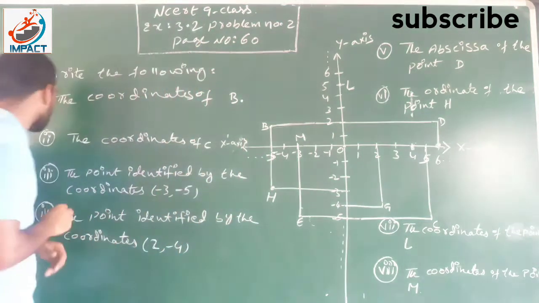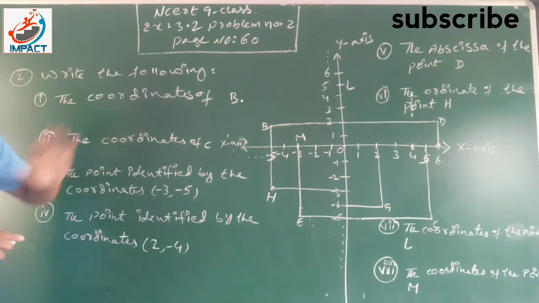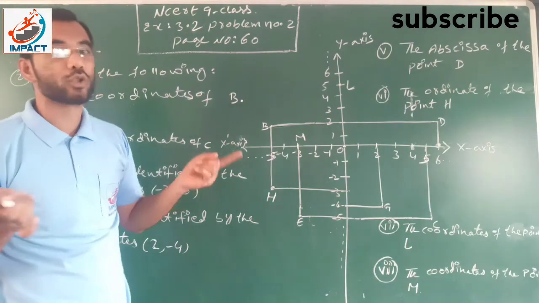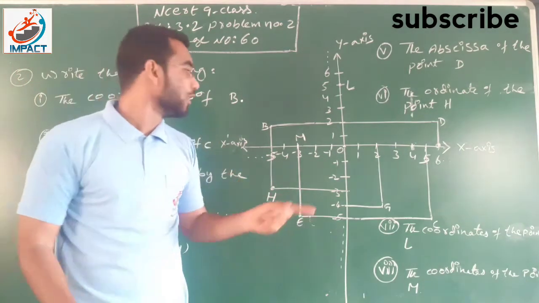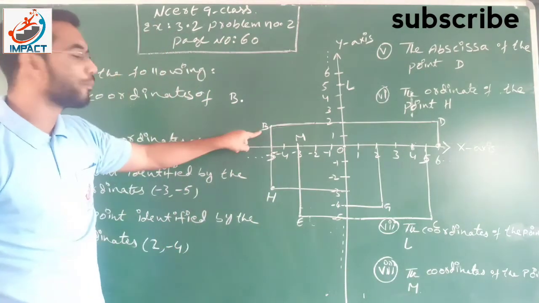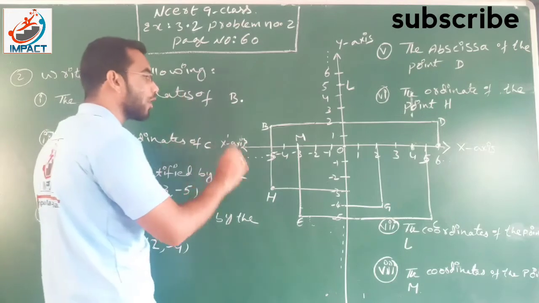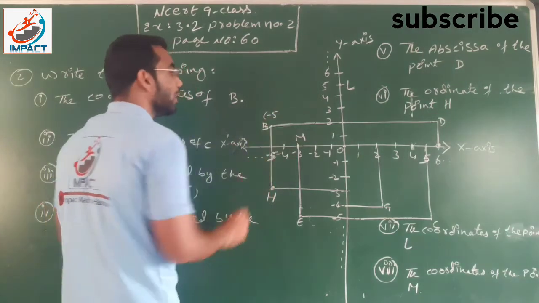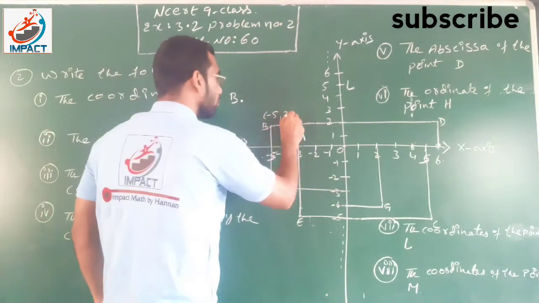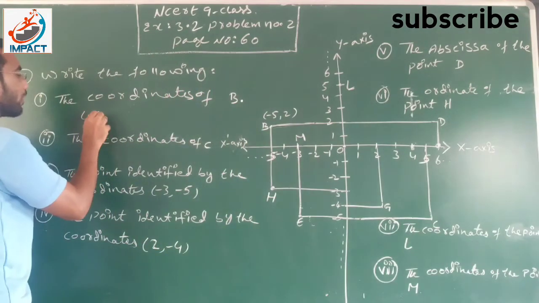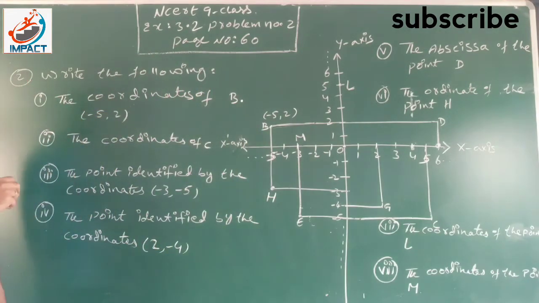Here the question is asking us the coordinates of B. Coordinates means we should take x and y. Where is point B? Point B is here. So first we take x, that is -5, and then y, that is 2. The answer is (-5, 2).